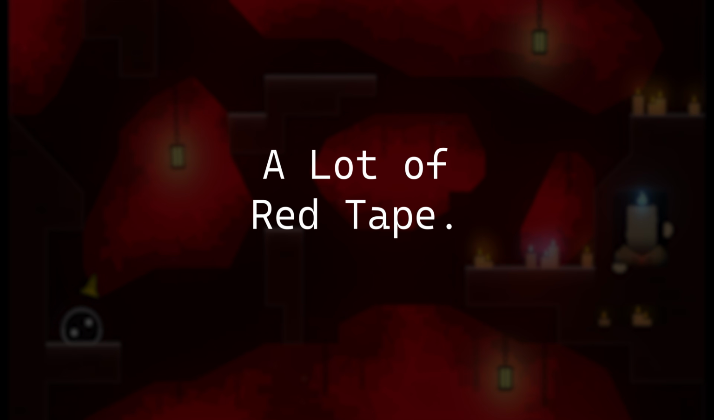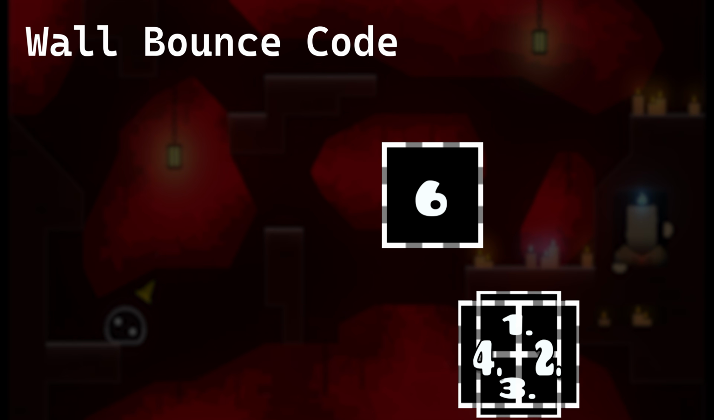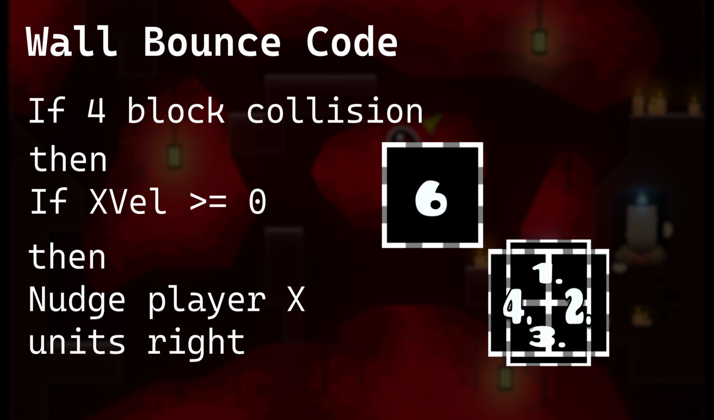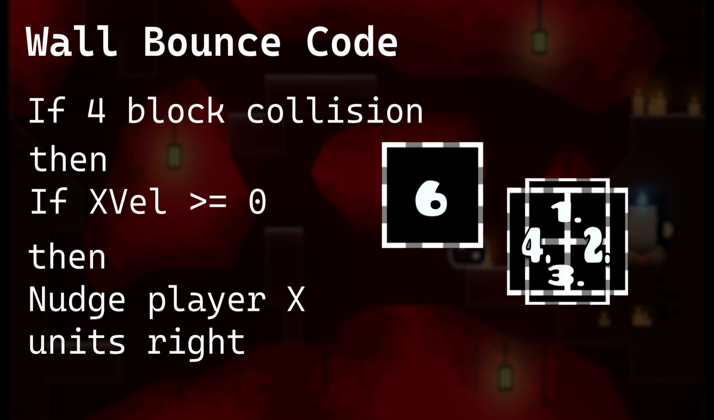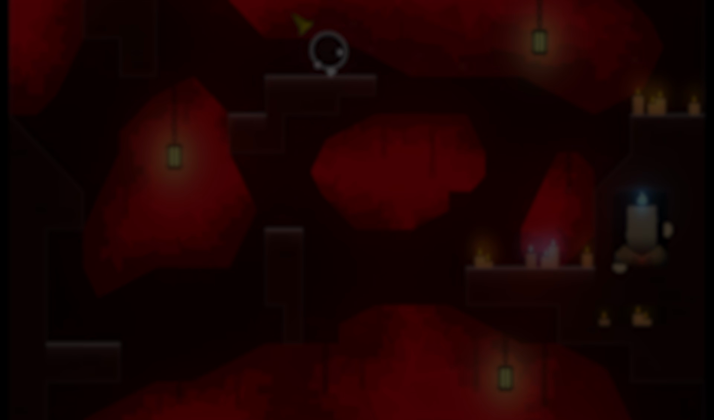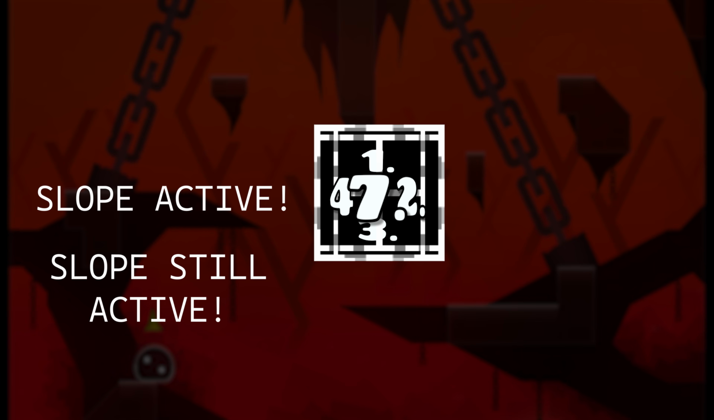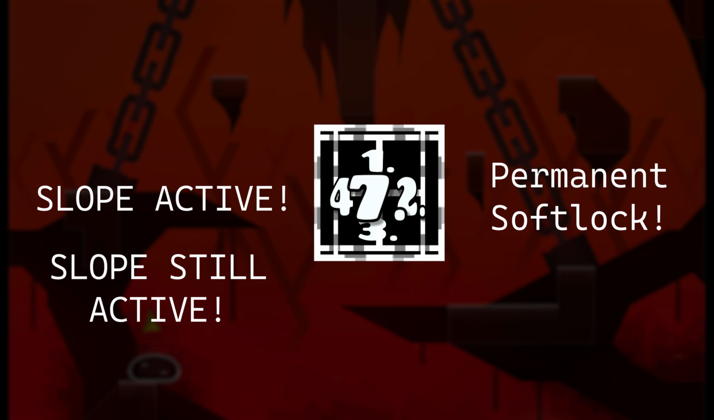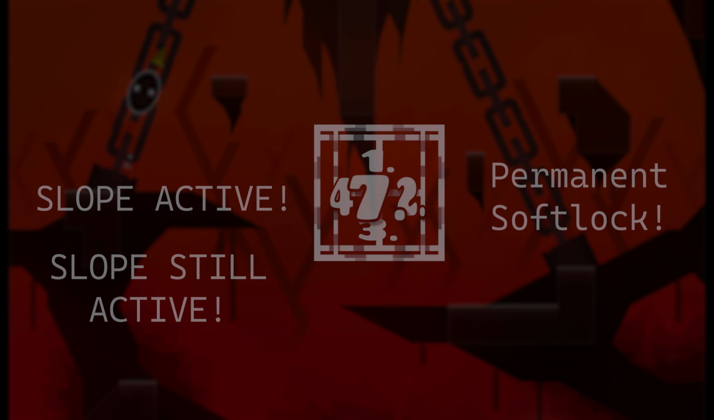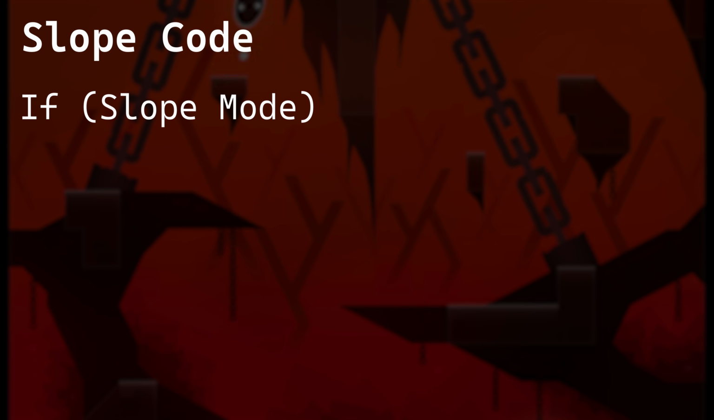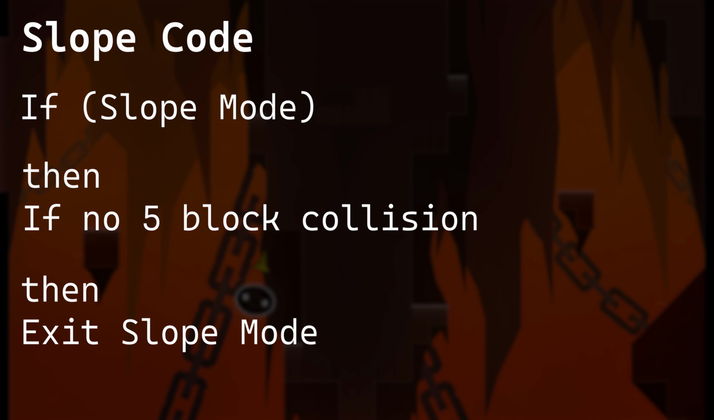A lot of red tape. Add a conditional. If you trigger a wall bounce from the left but your horizontal velocity is positive, slip the player model a couple of units to the right. Repeat for the other direction as well. What if you touch a slope perfectly on the corner, so you activate the slope code, but also exit the slope in the same frame? Geometry Dash can't handle this kind of thing on its own, so add an exception to the engine that detects if slope mode is engaged, but the 5 block isn't in a slope for X frames. Then emergency exit the slope before you slide off the map.